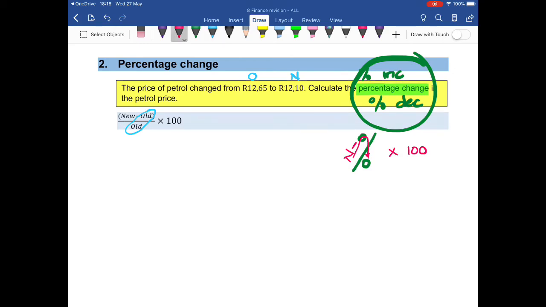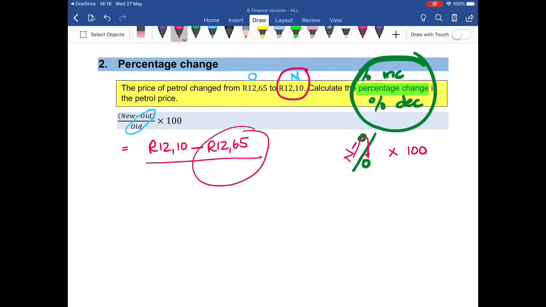So let's do substitution into that formula. Go and sort out these things before you start your calculation. So our new price is 12 Rand 10. I'm going to subtract 12 Rand 65, and I'm going to divide by 12 Rand 65. Now here I multiply by 100, and I want to write percentage like that because in this case it is a unit, it is not part of the calculation.